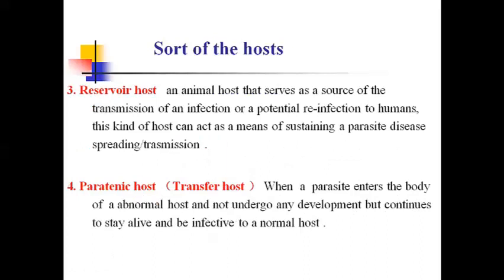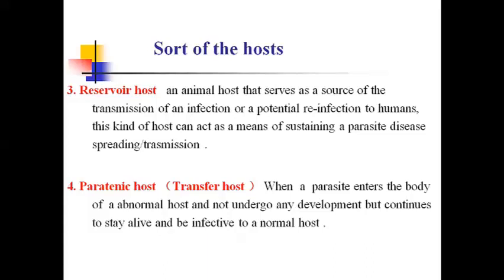The third type is the reservoir host, an animal host that serves as a source of transmission of infection or potential reinfection to humans. This kind of host can act as a means of sustaining a parasitic disease or spreading transmission. It's very simple from its name: it acts as a reservoir of these parasites. Whenever they get a chance, they get out from this reservoir and infect the actual host where they spread disease, such as humans.